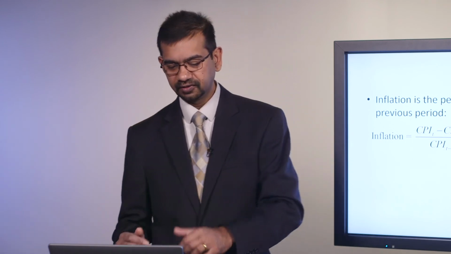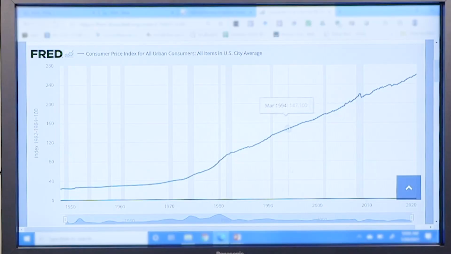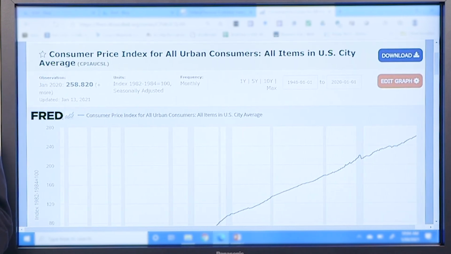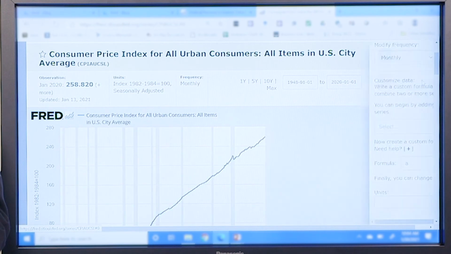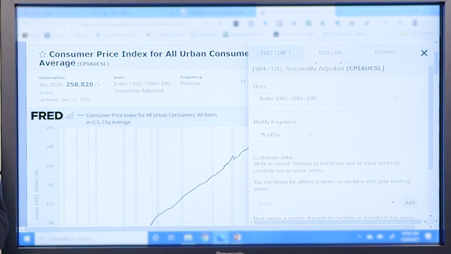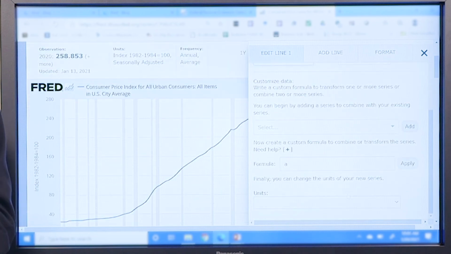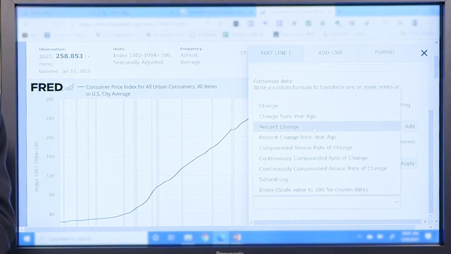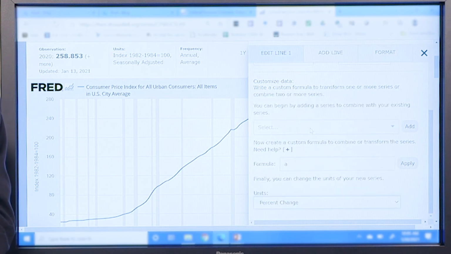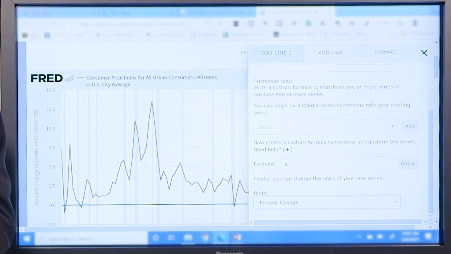We go back again to the FRED website. So here's our FRED series that we looked at initially. We have CPI on a monthly basis. We can go to Edit Graph, choose the frequency to annual, and then also display percentage change. So I'm going to go to units, and instead of blank, I'll say percentage change.